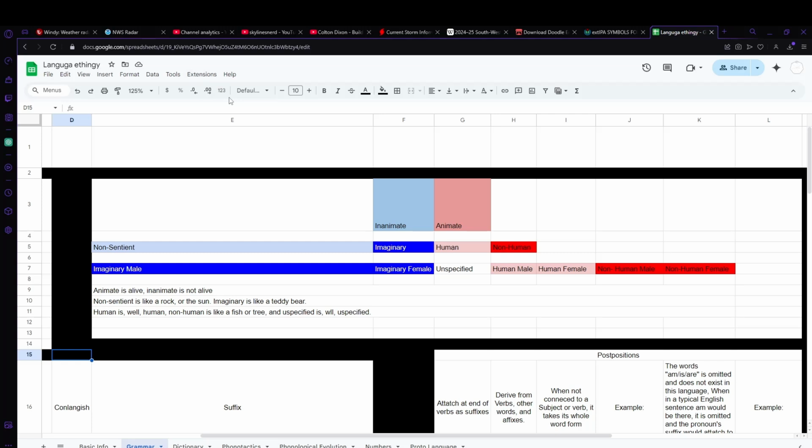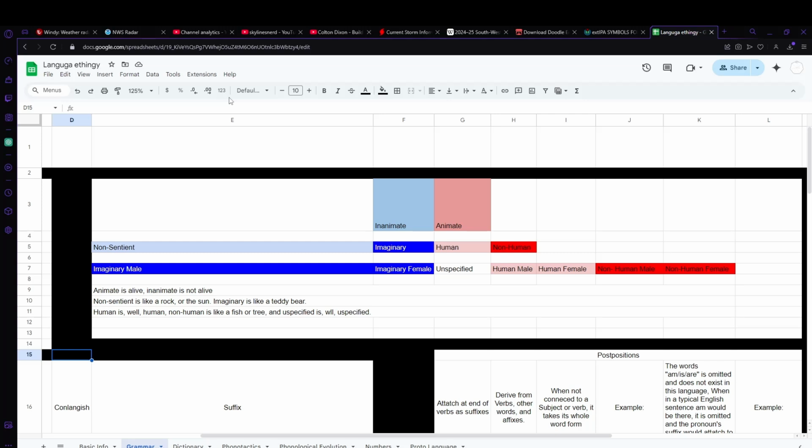1, 2, 3, 4, 5, 6, 7, 8. Those are non-sentient, imaginary male and female, unspecified human male and female, which derive from non-sentient, imaginary, human and non-human, and then from inanimate and animate.